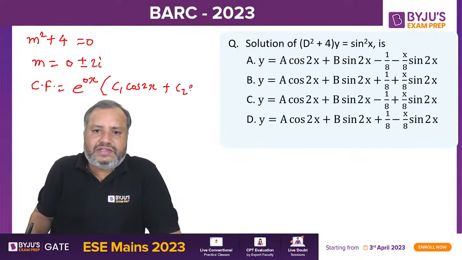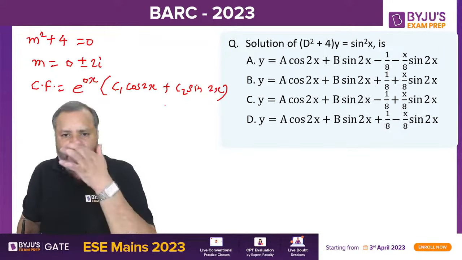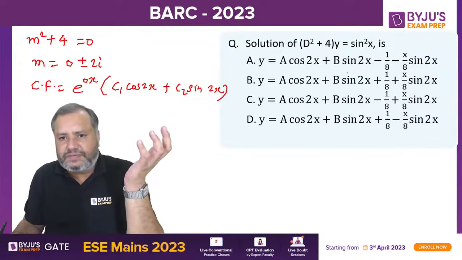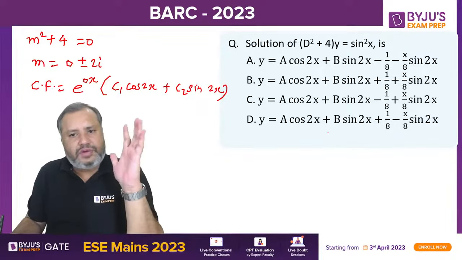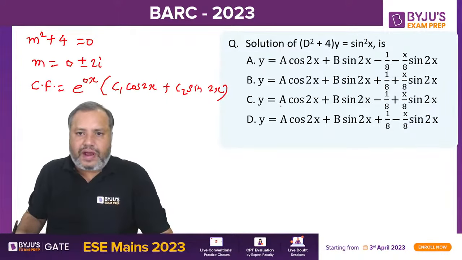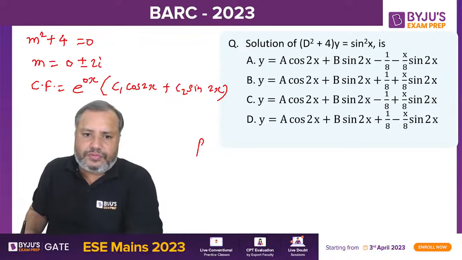times c1 cos beta x plus c2 sin beta x. In place of c1 and c2, they would have used a and b. So CF is a cos 2x plus b sin 2x. You can check here, CF is the same everywhere. Just you need to find out the PI. So to find PI, what you need to do? 1 upon D square plus 4.